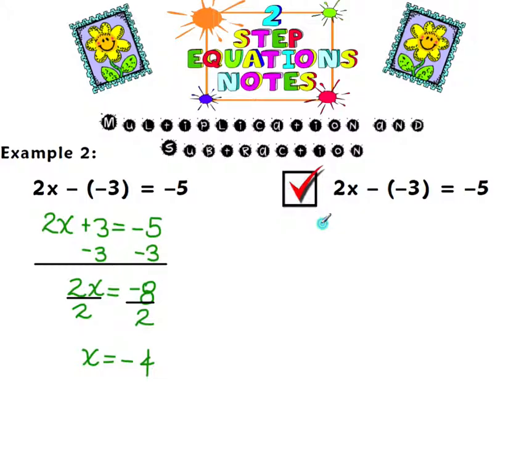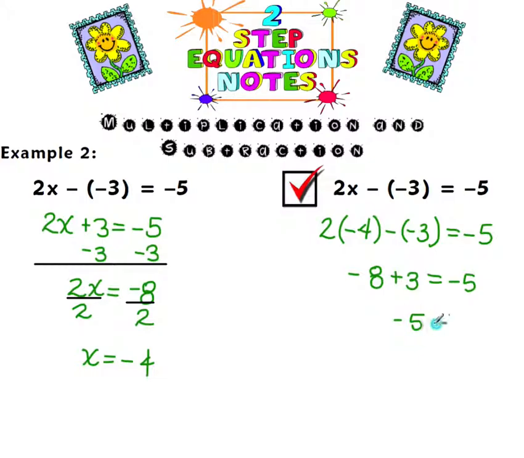When we check our work, so 2 times -4 minus -3 equals -5. 2 times -4 is -8. We know that minus -3, we can go ahead and change that to +3. And -8 plus 3 is -5. And -5 equals -5, so our solution checks.